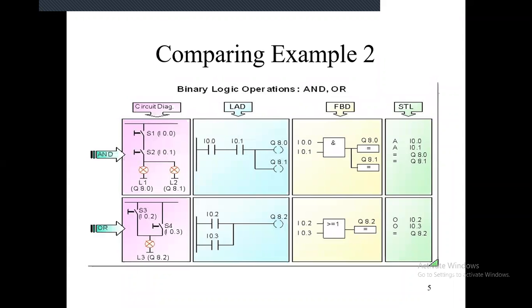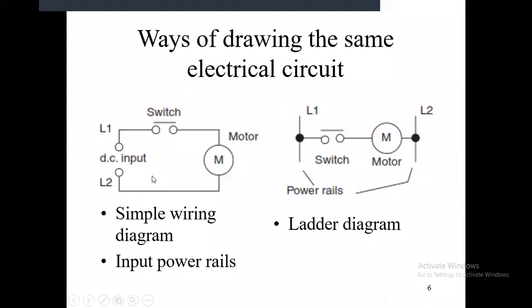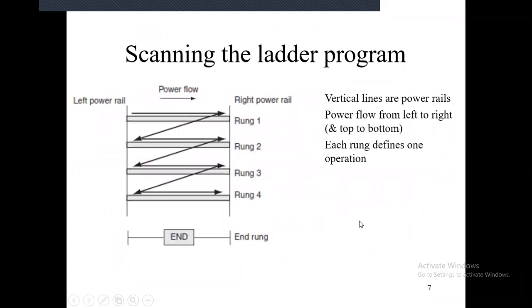And here it is the same thing as compared for the circuit diagrams. We also saw a comparison of the simple wiring diagram, where we have the power rails, and on the right side, we have the ladder diagram. This is what we saw.